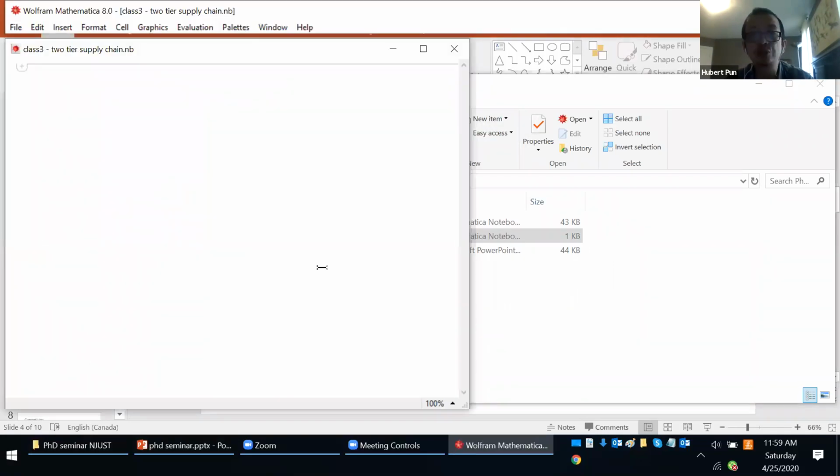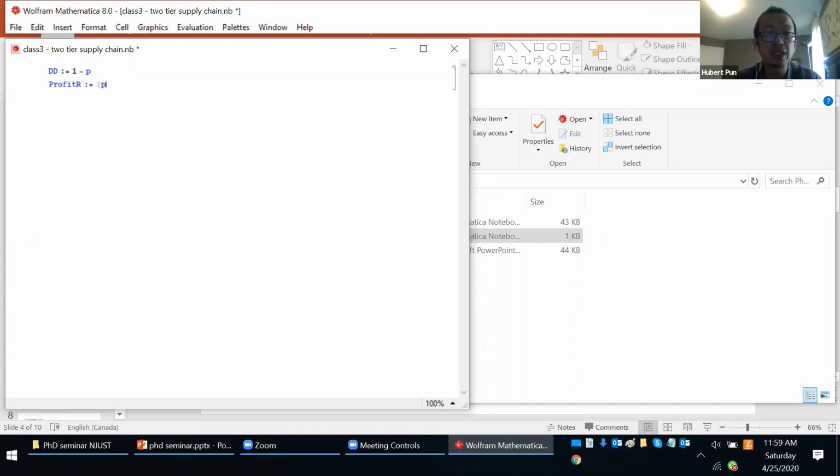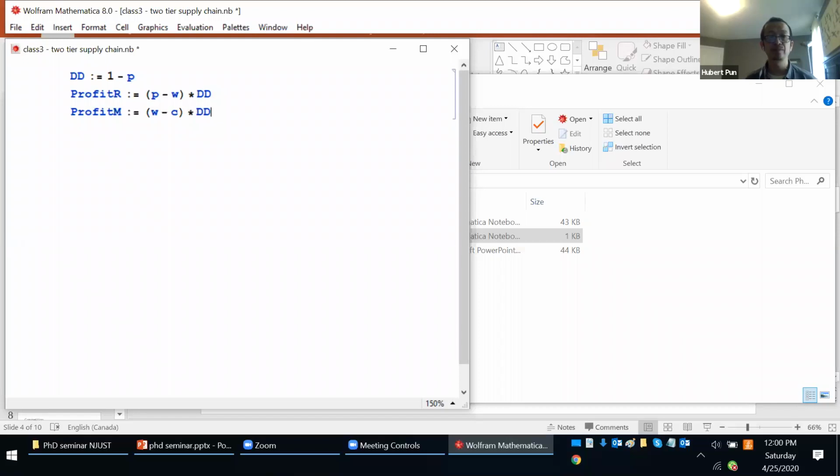Now I want to input several things. Demand DD colon equals 1 minus P. Profit R colon equals P minus W multiplied by DD. Okay, let me zoom it up, make sure you can see. And then profit M colon equals W minus C multiplied by DD. Remember, every time you have to do colon equals.